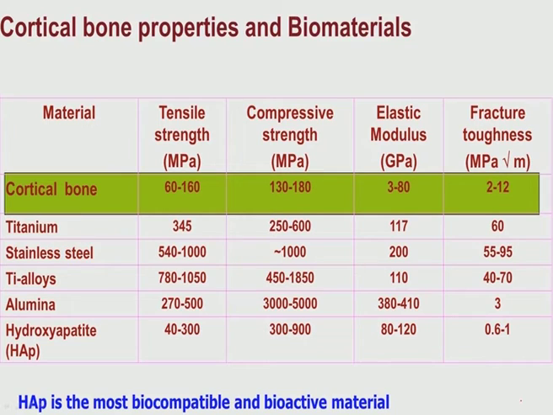Now, in terms of properties, there are two types of typical bone structures, one is cortical structure, one is cancellous structure. Cortical bone has a range of properties like tensile strength 60 to 160 megapascal, which is not very high. Elastic modulus is 3 to 80 gigapascal. So, 60 to 160 megapascal strength is lower than the tensile strength of many metallic materials. For example, stainless steel has a tensile strength of more than 500 megapascal. Fracture toughness of the bone, because it has both collagen and hydroxyapatite phases, is 2 to 12 MPa square root meter.